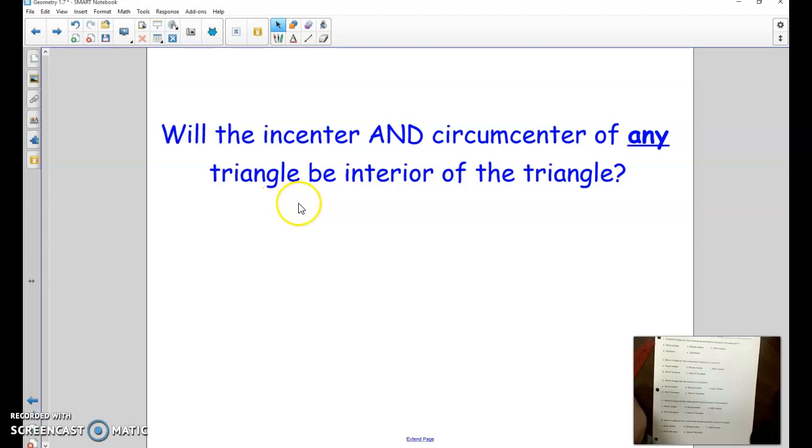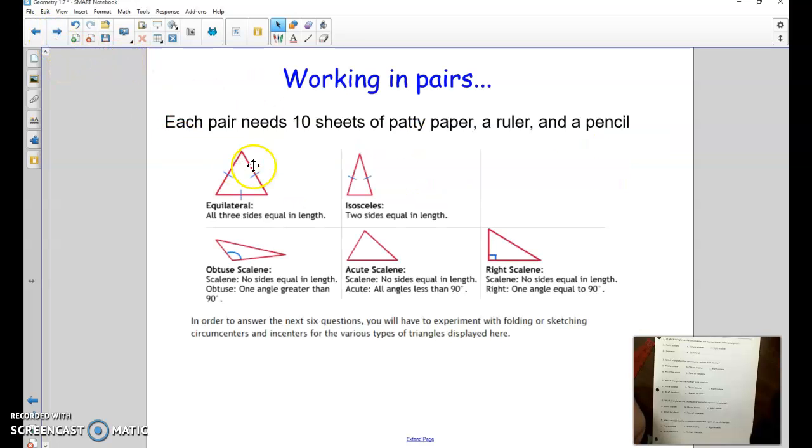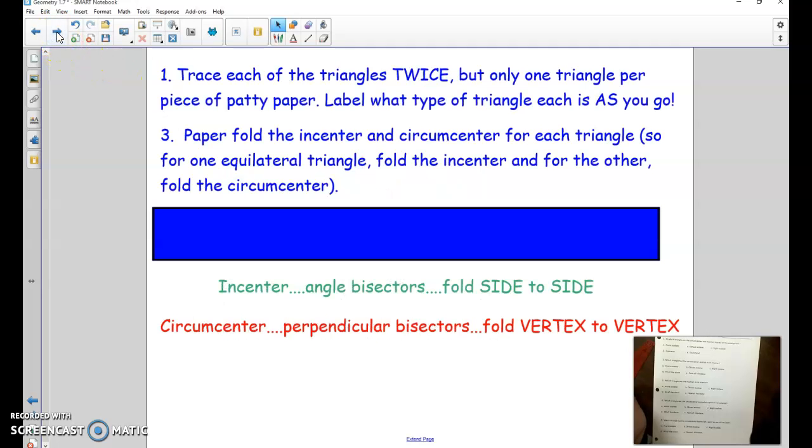So our question today is, will the incenter and the circumcenter of any triangle be interior or inside of the triangle? So you're going to use your 10 sheets of patty paper that you've already traced each of those triangles twice with. Make sure that you labeled what type of triangle it was. So if you didn't, you need to do that before you start this. So we go from number 1 to number 3. Number 3, which is really number 2, you're going to paper fold the incenter and the circumcenter for each triangle.